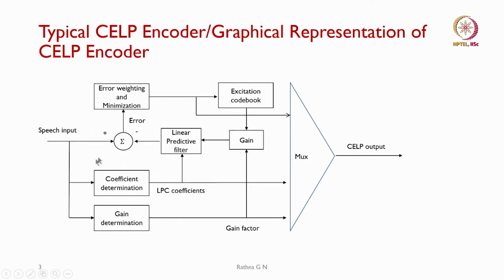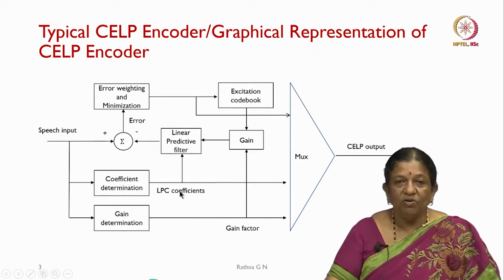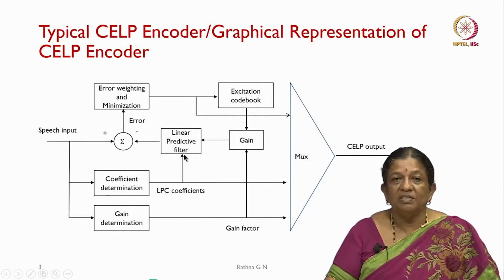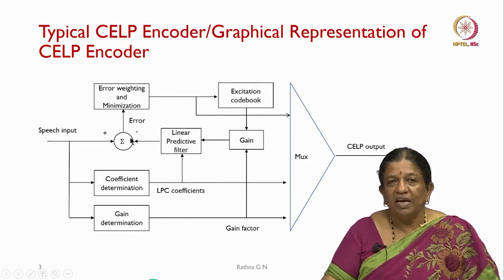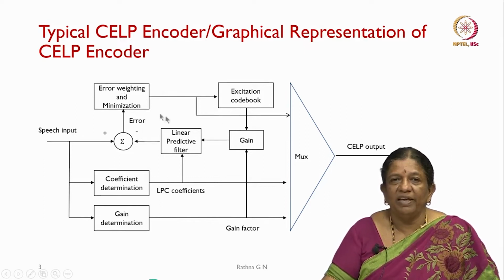Okay. The same input goes into the coefficient determination, and the gain determination also happens from the speech input. Then these are the LPC coefficients which go into our linear predictive filter, and the input for this comes from the gain. This filter output is fed to the subtractor to generate and minimize our error.